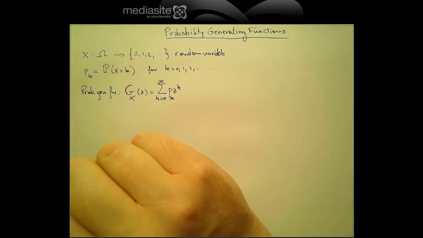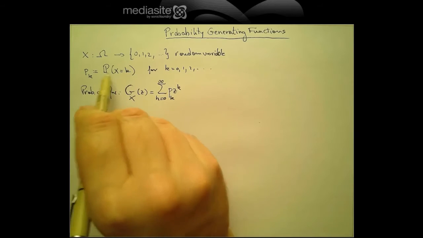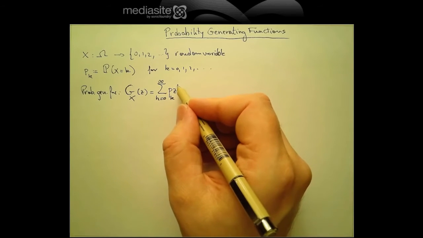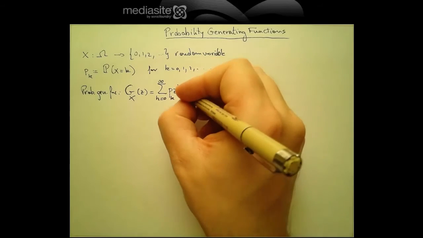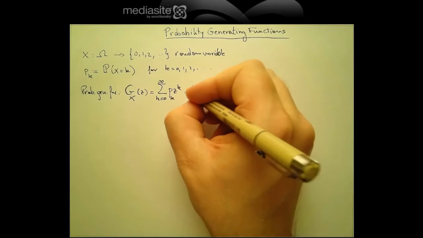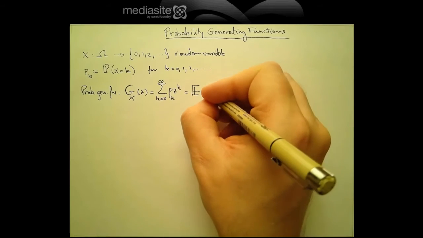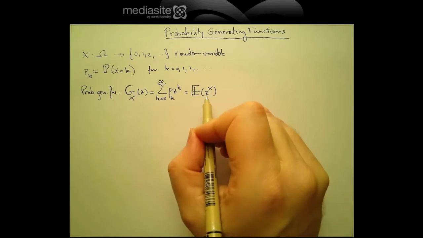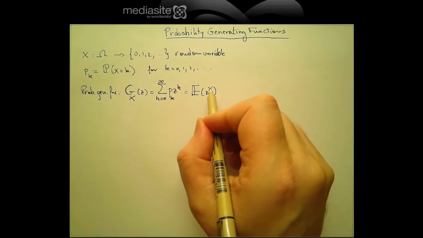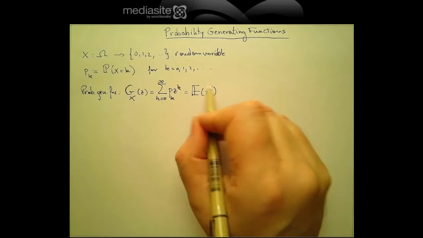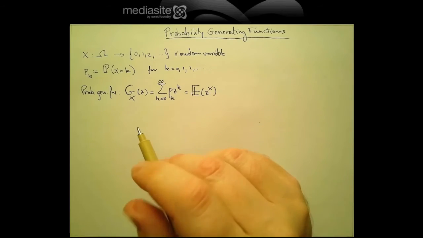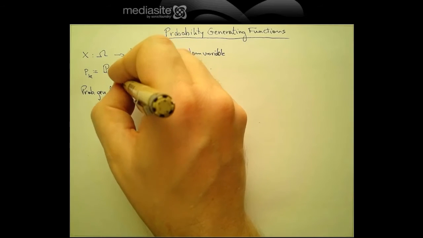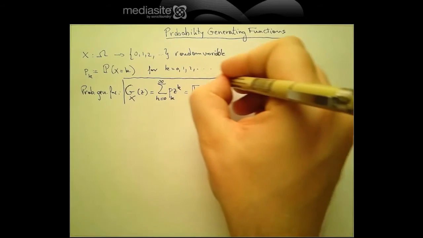Okay. If you think of these as probabilities and this as k, the value of X, you can also think of this as the expectation of the function z to the power of X. Where you think of z as being fixed, z to the power of X is a function of X, and this is the expectation of that function of X. So that's the probability generating function.